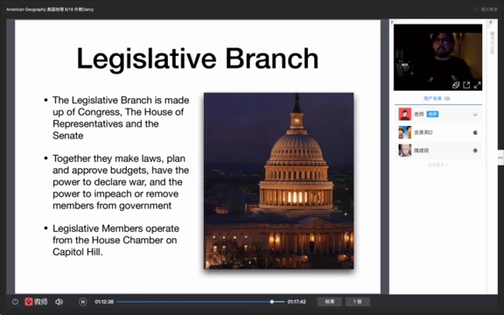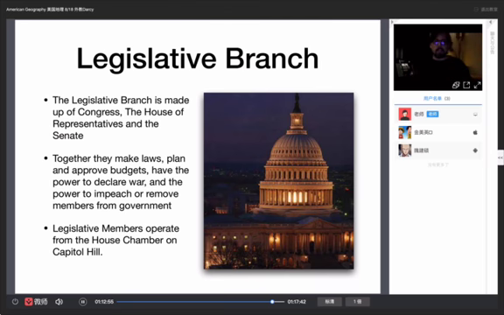So the legislative branch, this is called the Capitol Building, or the building on Capitol Hill, right? And this is where Congress and Senate work. It's a very iconic, popular symbol here, this building.